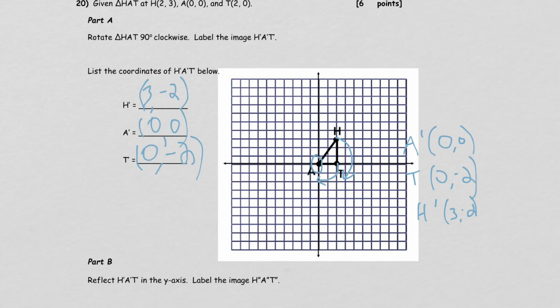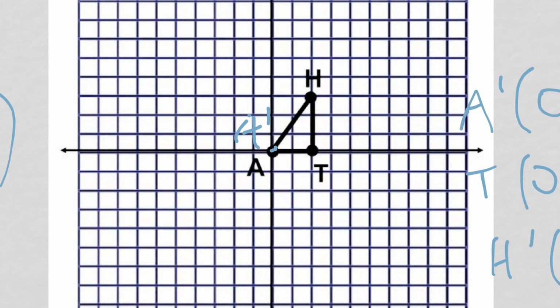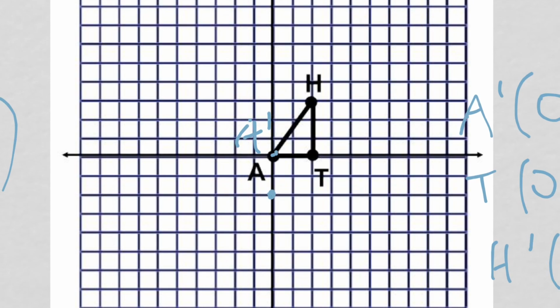And then, of course, we have to actually plot it. We can't just describe where it is when it says to perform a translation or a rotation or a reflection or a dilation. We have to actually do it on the paper. So here we go. A prime is still going to be right here at the origin. Make this a little bigger so it's easier to write. And T prime is going to be right here. And H prime is going to be over here at 3 comma negative 2. And then, of course, we have to create the triangle.